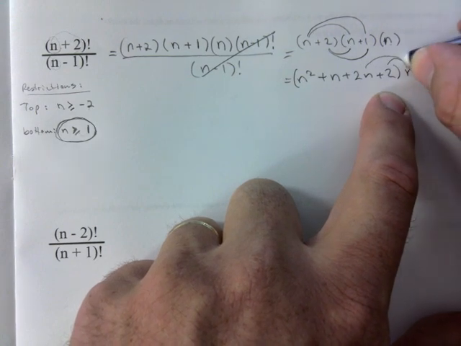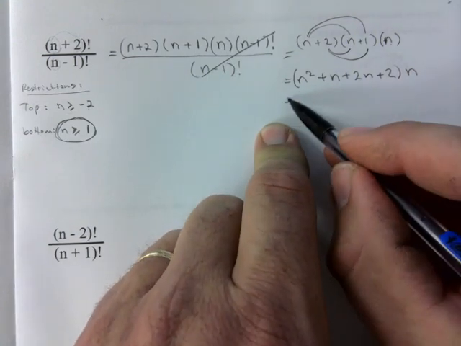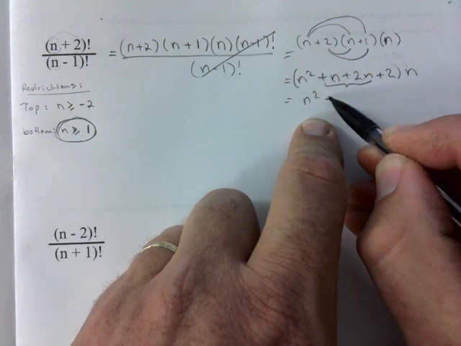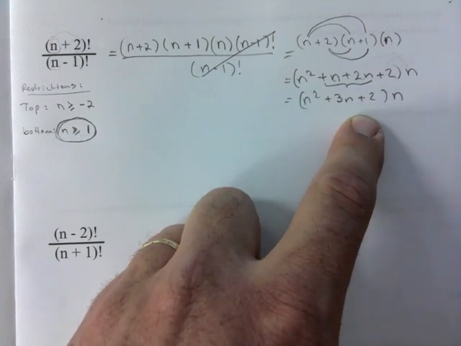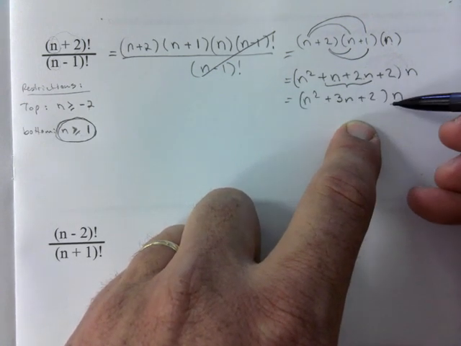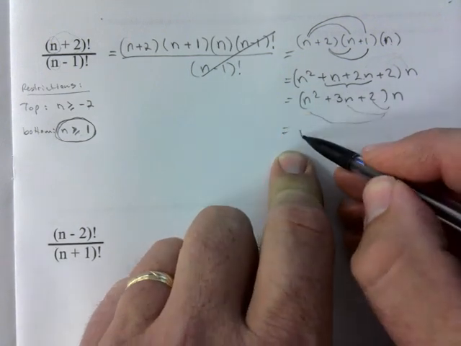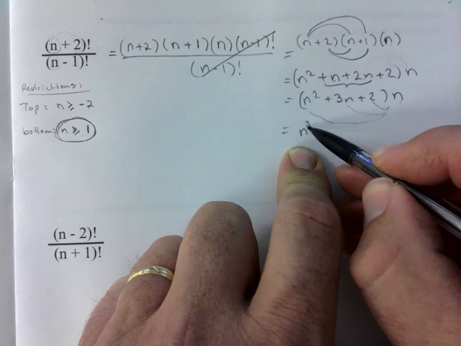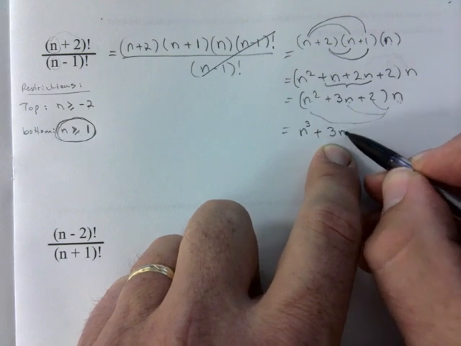Actually, there's something that you should do before, because it just makes it a little bit less time consuming. n squared, these two combine to have how many n's? 3n positive, so watch the sign, plus 2, all of that multiplied by n. And now you distribute again. So I'm going to start here, n squared times n is n cubed, plus 3n times n is 3n squared.